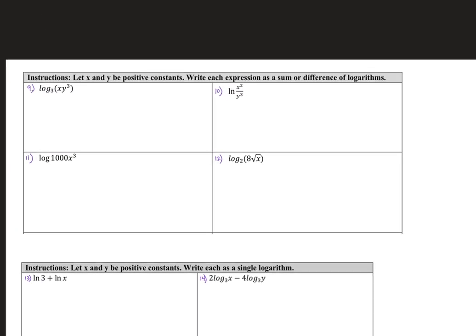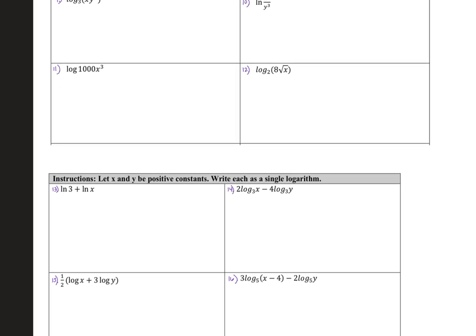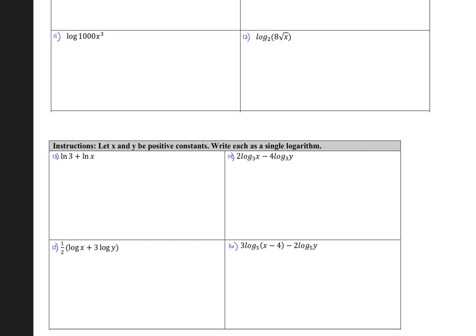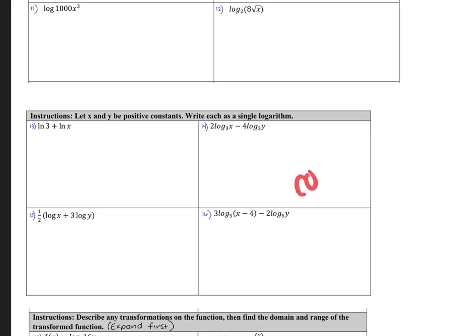All right, then we got into the expansion and condensing on here. So if you expand this, make sure you also simplify. 13 and 16 is condensing. So here we're expanding, and here we're condensing.